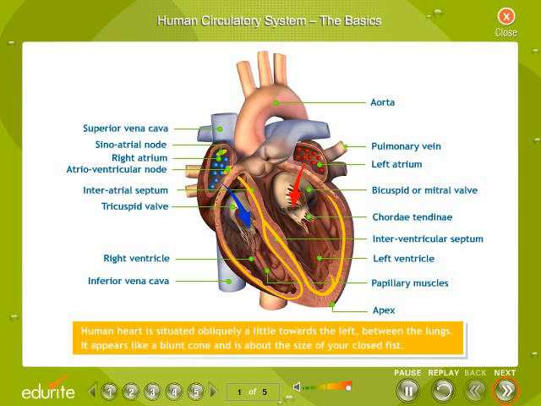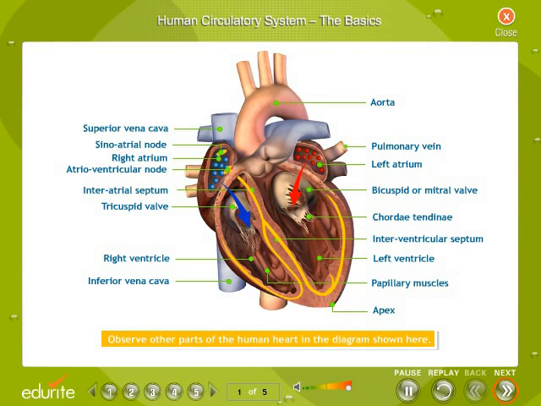Human heart is situated obliquely, a little towards the left, between the lungs. It appears like a blunt cone and is about the size of your closed fist. In humans, heart is four-chambered. The two upper chambers are called auricles, while the two lower chambers are called ventricles. Observe other parts of the human heart in the diagram shown here.